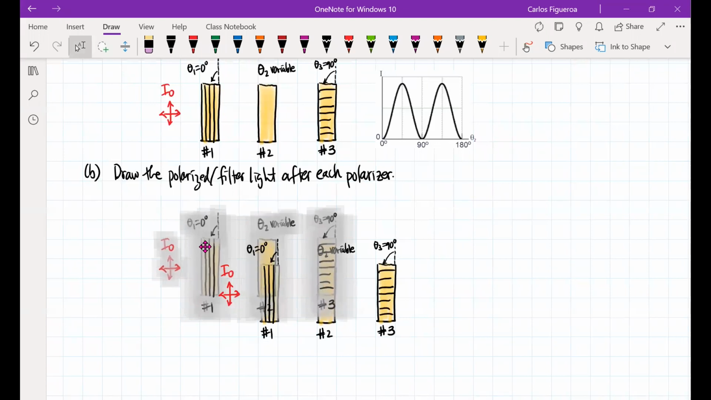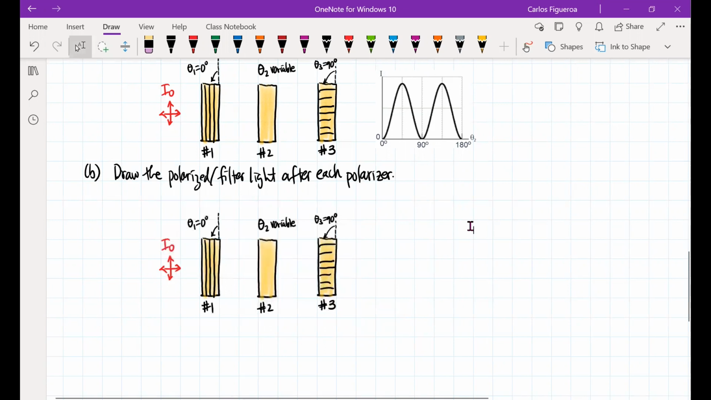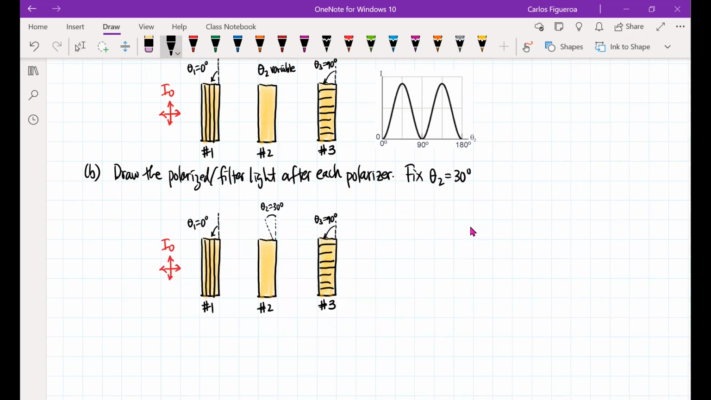Now, what am I looking at right here? Now I'm going to fix this angle. I'm going to take this guy, and it says I'm going to fix theta 2 to 30 degrees. So what does that mean? Here's my 0 degrees. So what I'm looking at is that this angle here is theta 2, which is now 30 degrees. So when I look at my polarizer, it has to have this 30-degree angle right here.